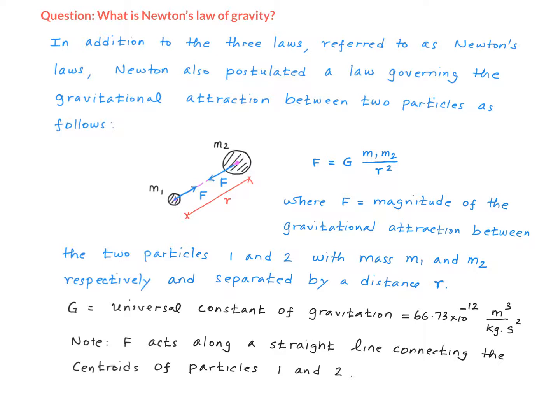Well, the direction of F is on a straight line connecting the centroid of particle 1 and the centroid of particle 2. Once again, if you remember the definition of centroids from physics, that's good. Otherwise, don't worry about it. We're going to come back and talk about those in detail again later on.